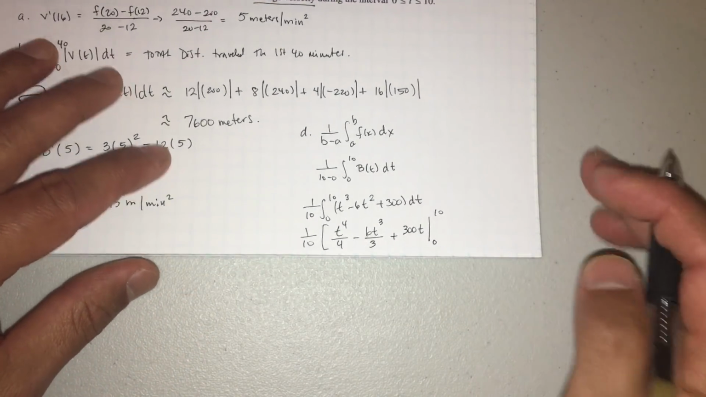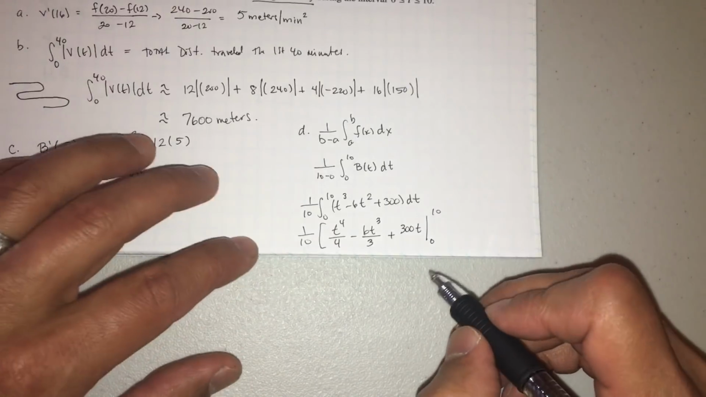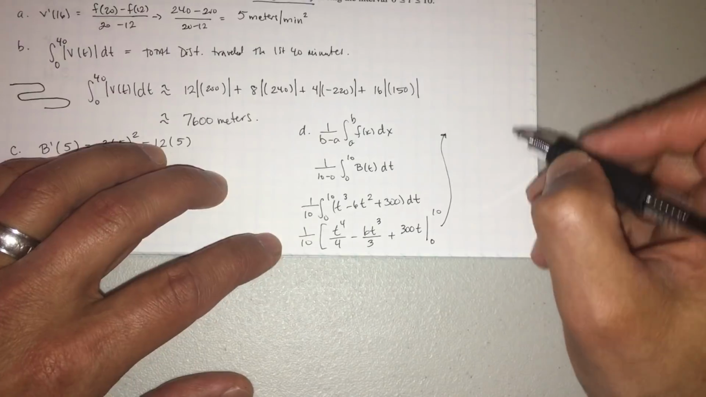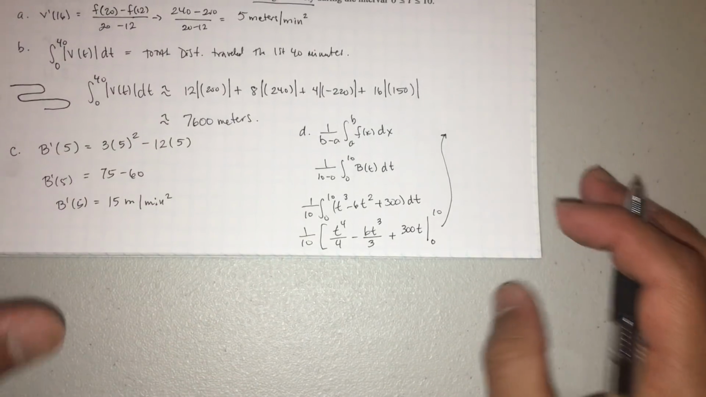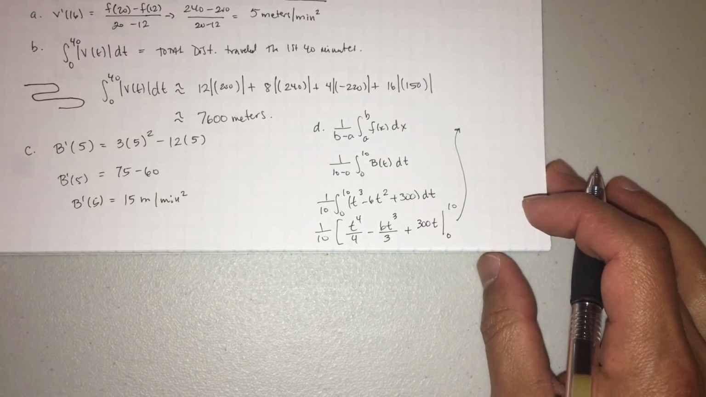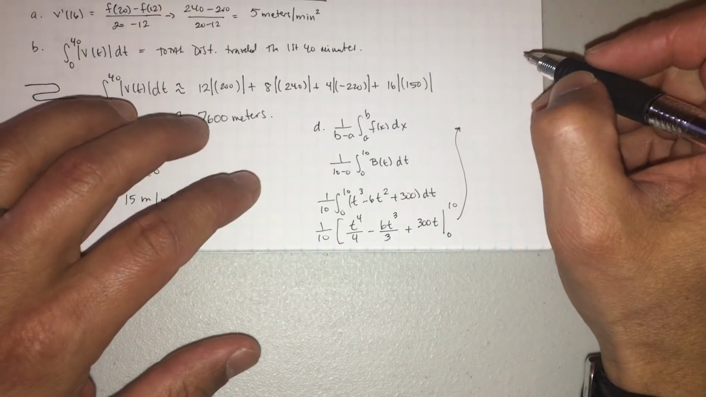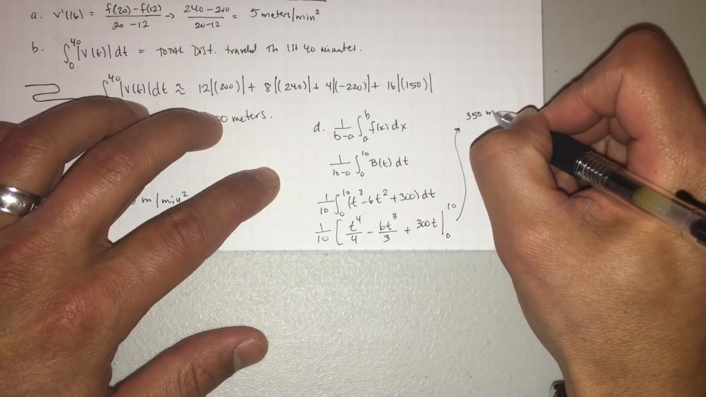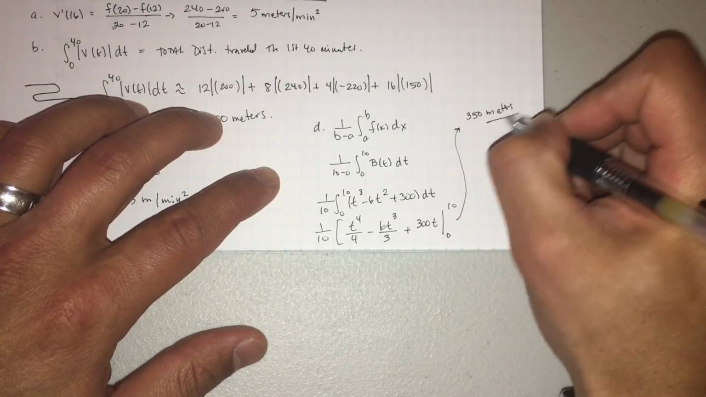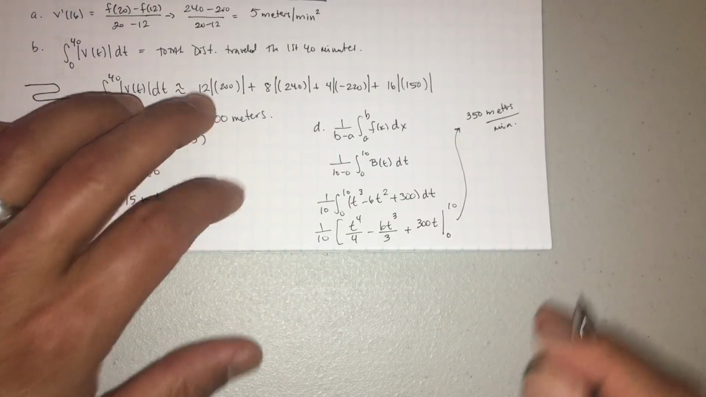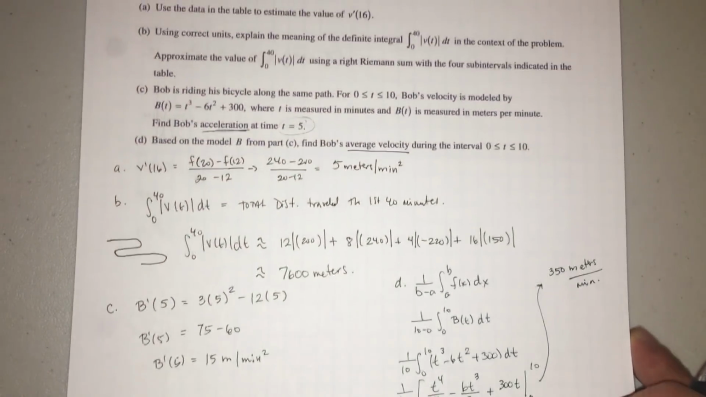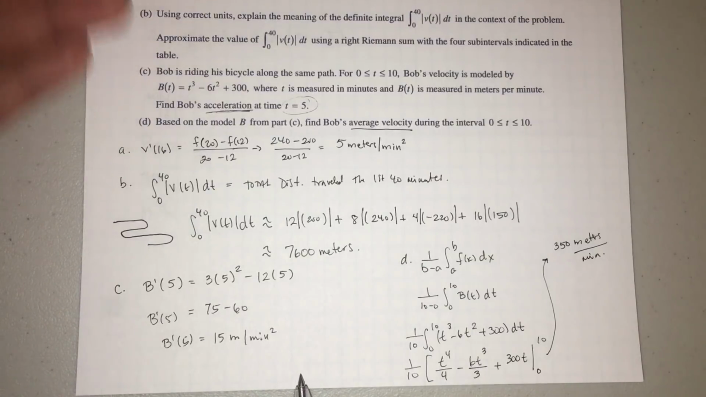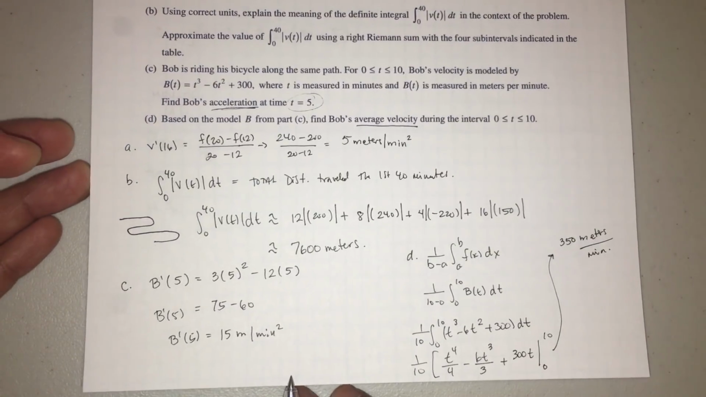Okay, and I ran out of room, but from here is just algebraic, and you should be able to do it. I believe you guys can do it, and so you should be able to get 350 meters per minute. Okay, so I like this problem because it gives you practice where you can't use a calculator, you have to do the math by hand, but it's very doable.